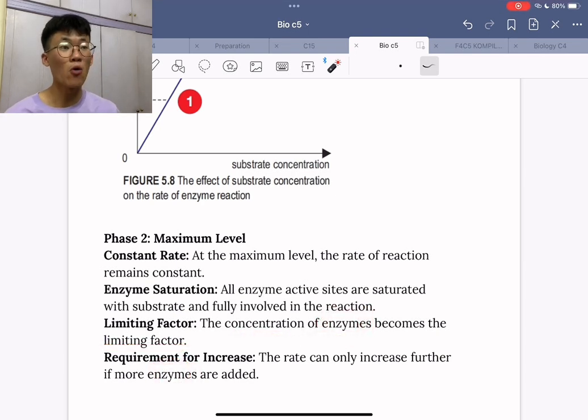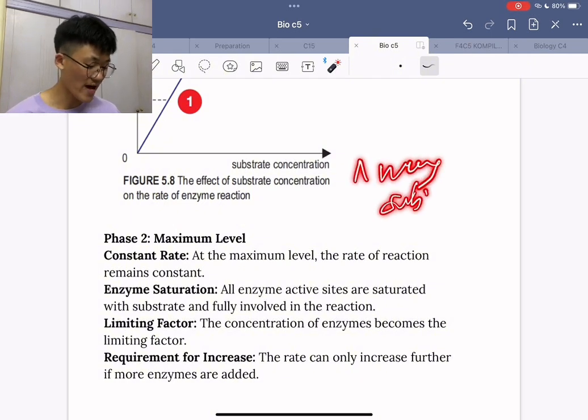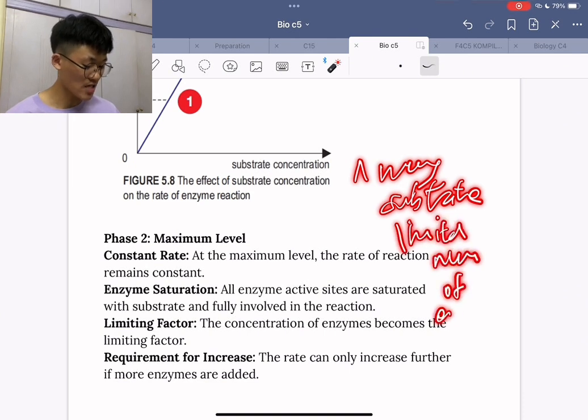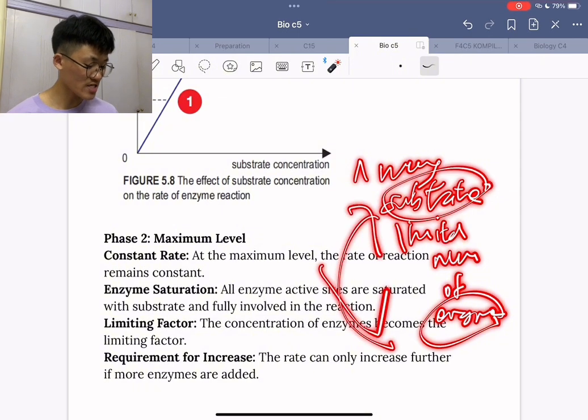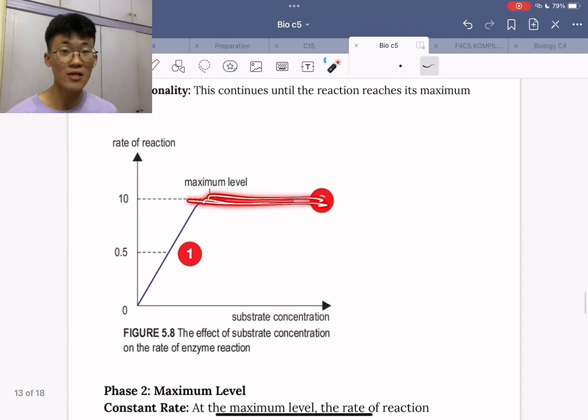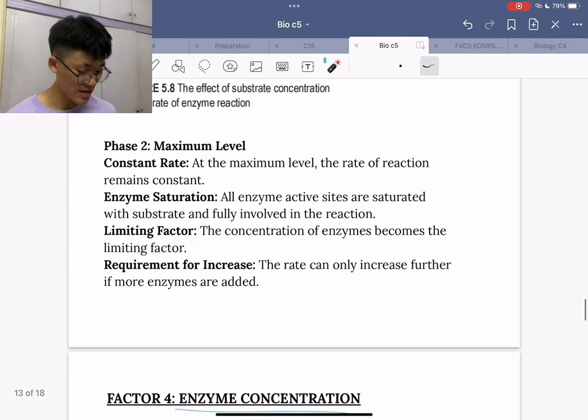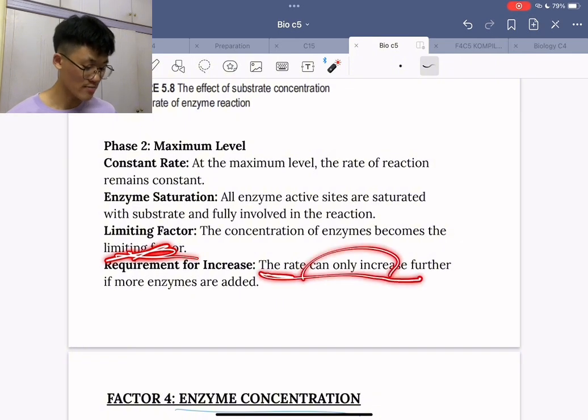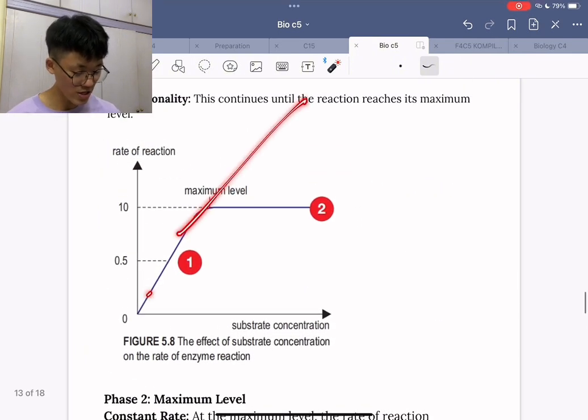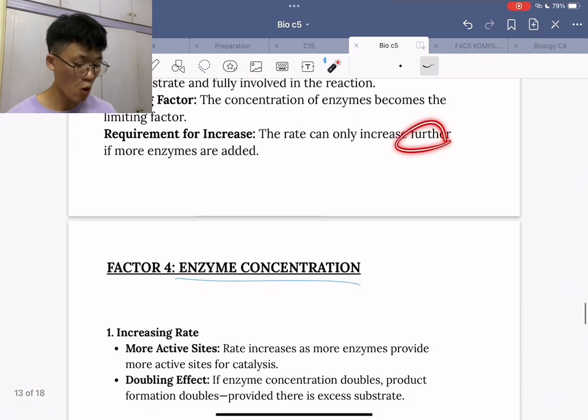The concentration of enzyme is the limiting factor. It means that there are no more enzymes to bind the substrate, although you have many substrates. You have many substrates, but there is a limited number of enzymes. You need enzyme and substrate to bind together. But because there is a limited number of enzymes, of course the rate of reaction remains constant after reaching the limiting factor. So the rate can only increase if you add more enzymes.